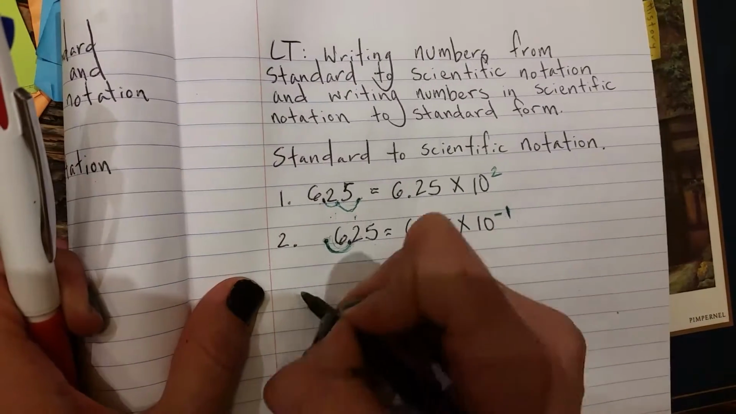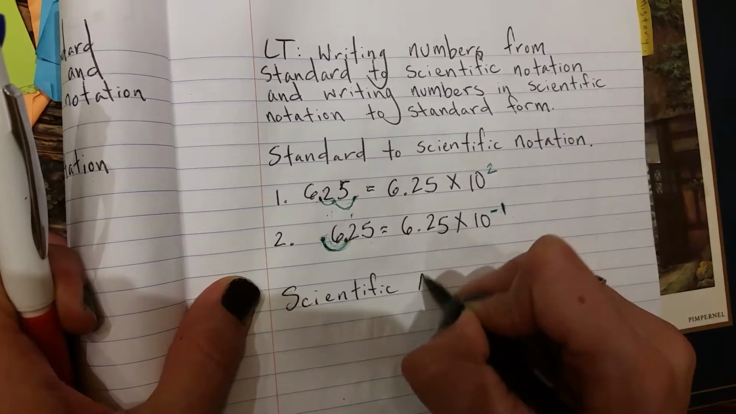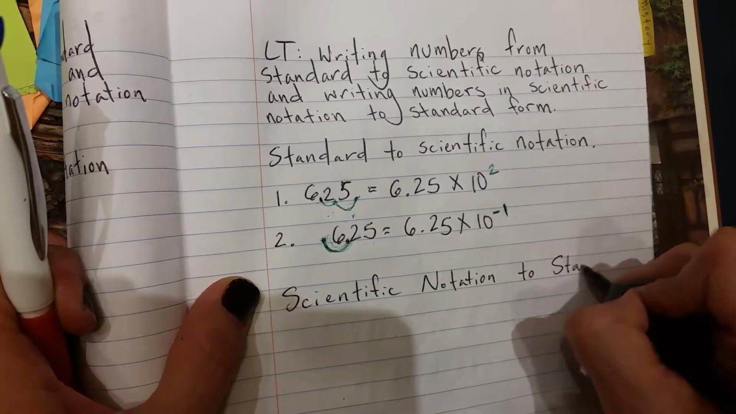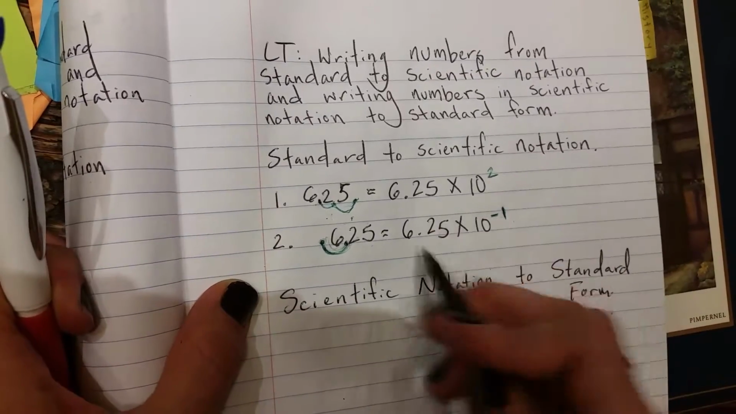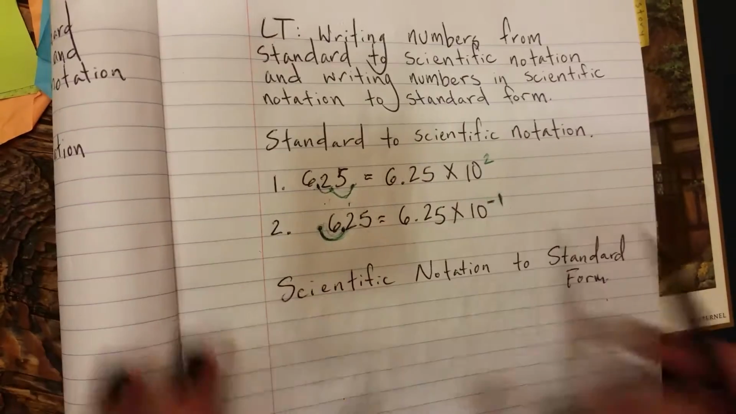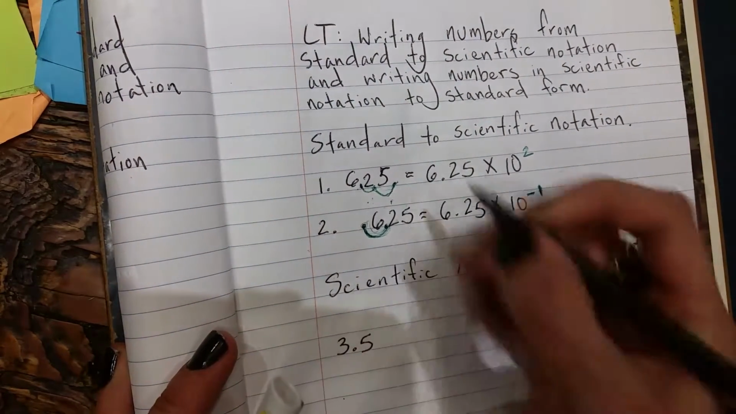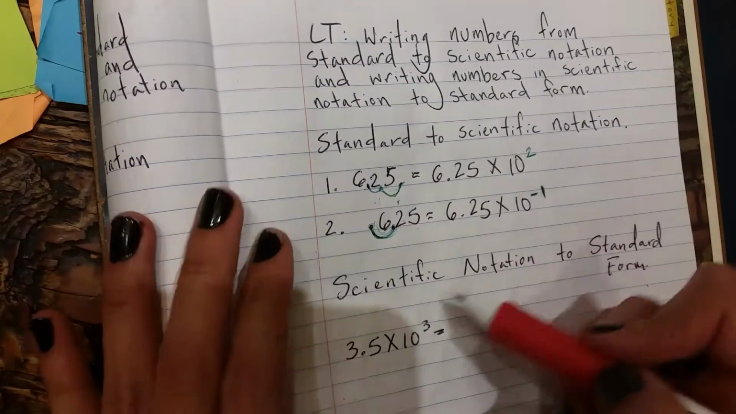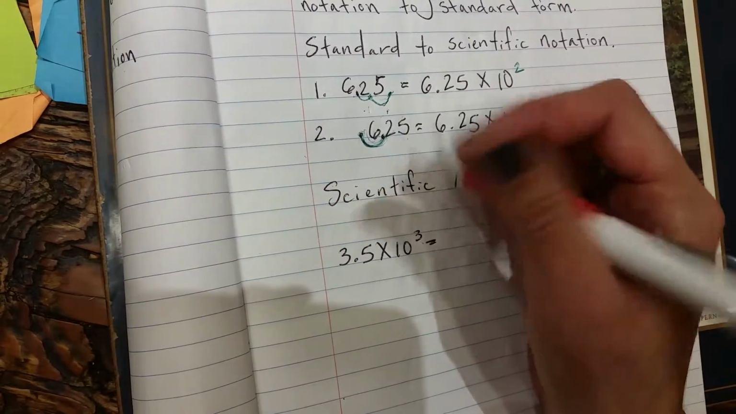All right, so now we're going to move from scientific notation to standard form. Essentially, that's just the opposite of what we did here. So now we're going from this, making it look like this, all the way over to this. So let's write it out. 3.5 times 10 to the third equals. For this one here, I'm looking at my exponent. That's going to be my cue for me.